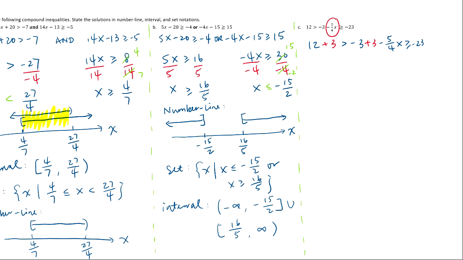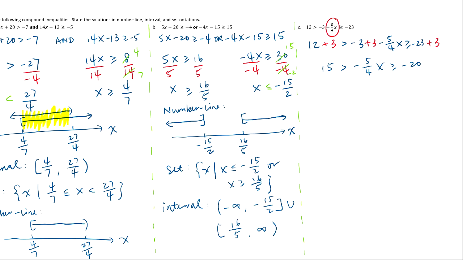Plus 3. And as a result, we get 15 is greater than negative 5 over 4x, that's greater than or equal to negative 20 over here. And this is already a lot cleaner than what we started with.